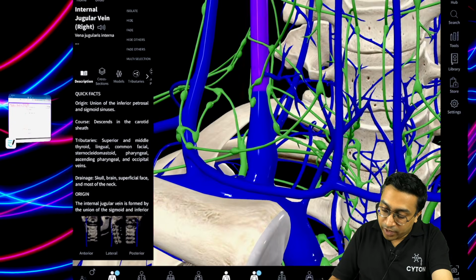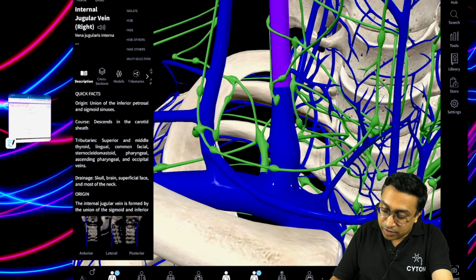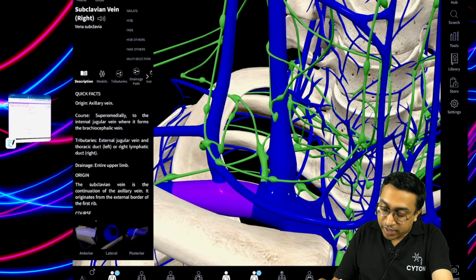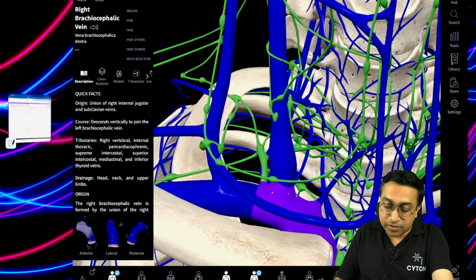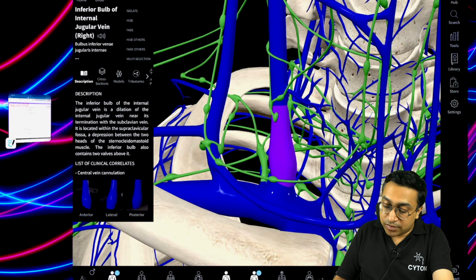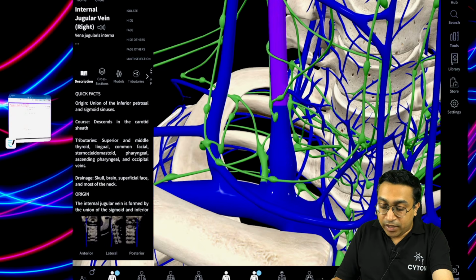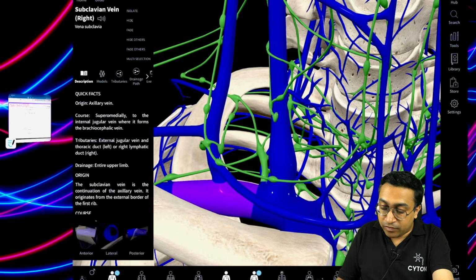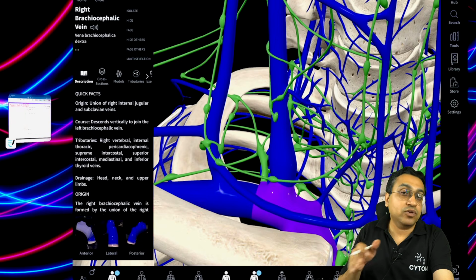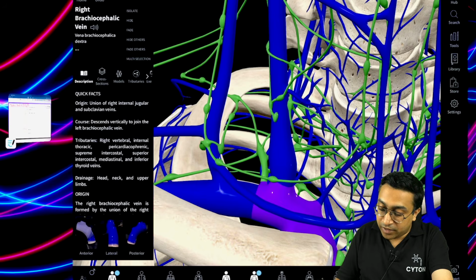And here you can see this is the internal jugular vein which I have highlighted here, and this is the subclavian vein and this is the brachiocephalic vein. So this is the inferior jugular bulb. So internal jugular vein and the subclavian vein, they both are draining into the brachiocephalic vein, okay. So this is some basic understanding.